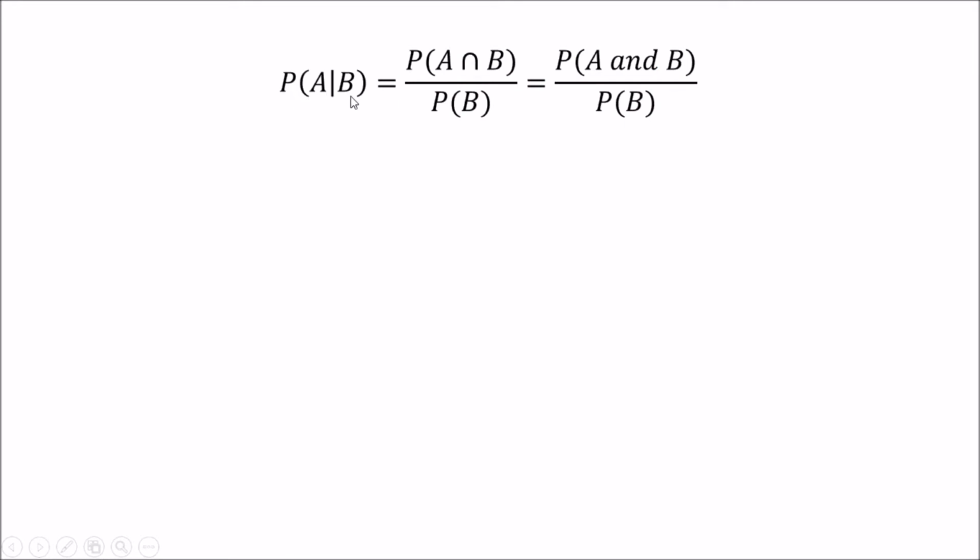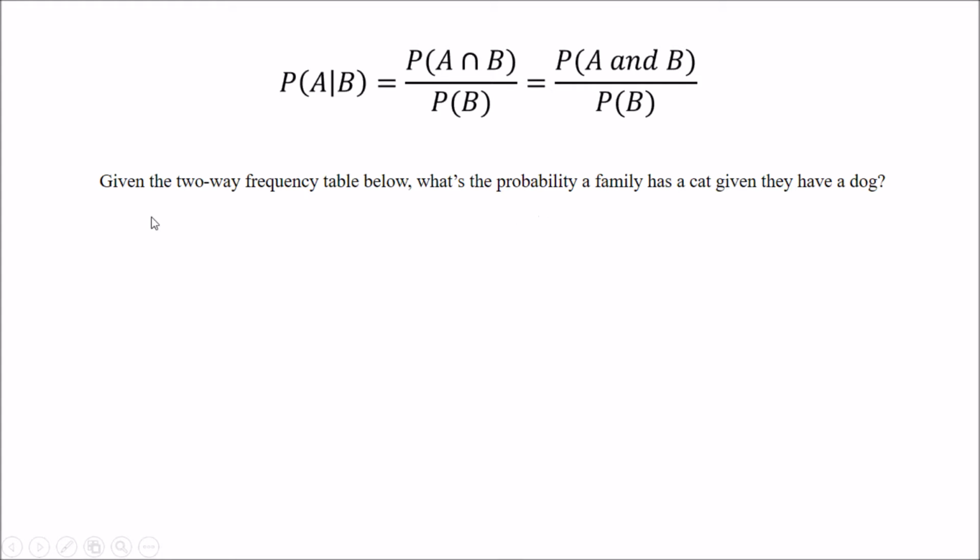The probability of A given B is equal to the probability of A intersection B divided by the probability of B, or the probability of A and B divided by the probability of B. They're in essence the same formula.